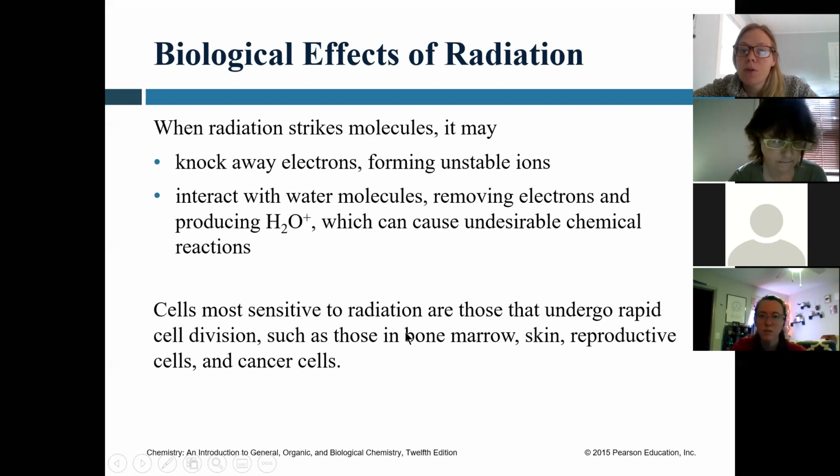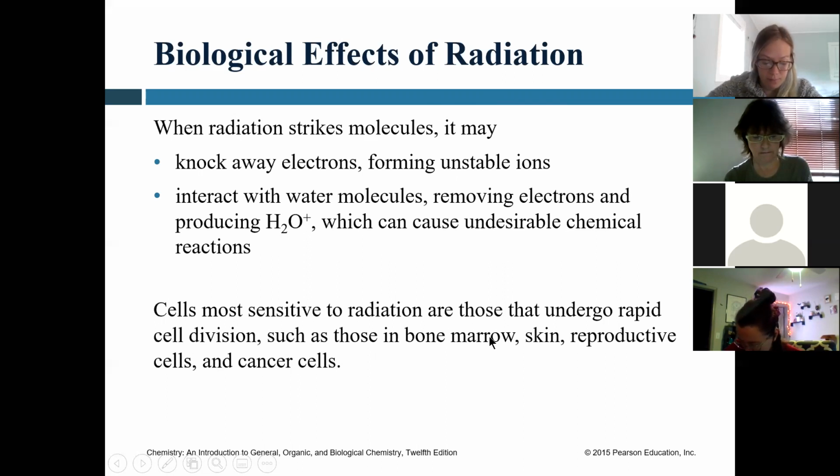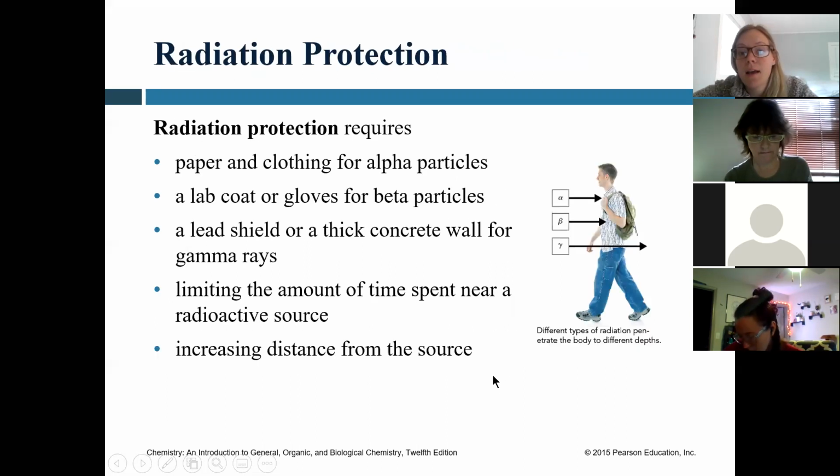Cells most sensitive to radiation are those that undergo rapid cell division. So anything that has a quick turnover, like bone marrow, skin, reproductive cells, cancer cells. These are things that do not like radiation, okay? Because if the radiation gets into those cells, it can have an effect right before the cell divides, and then you have this sort of overgrowth of irregularity or instability. So we do want to try to protect ourselves from radiation.